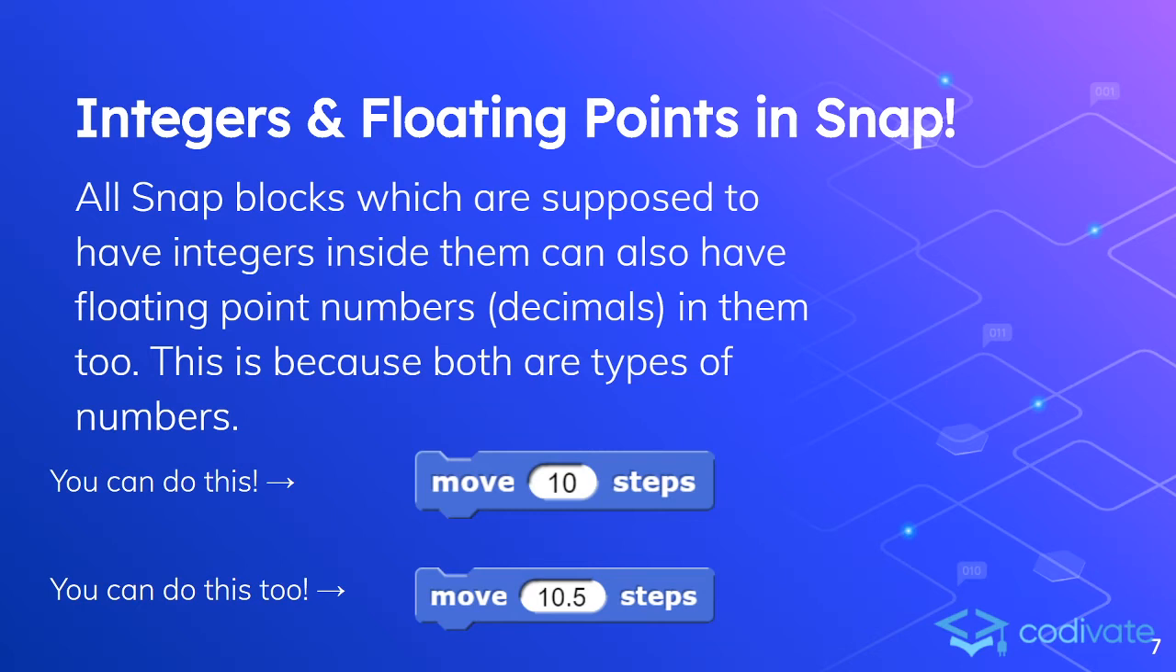In Snap, all the blocks with numbers already inside them, such as the move block, support both integers and floating point numbers, as they are both types of numbers. Basically, Snap does not differentiate between decimals and integers. They are all considered the same.